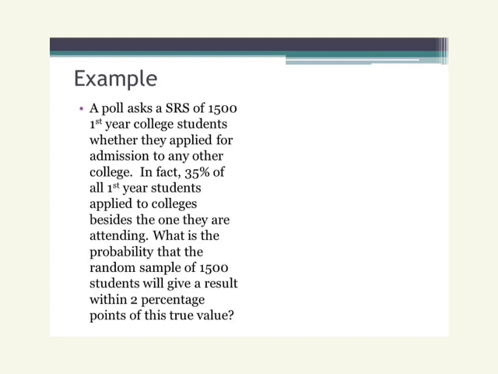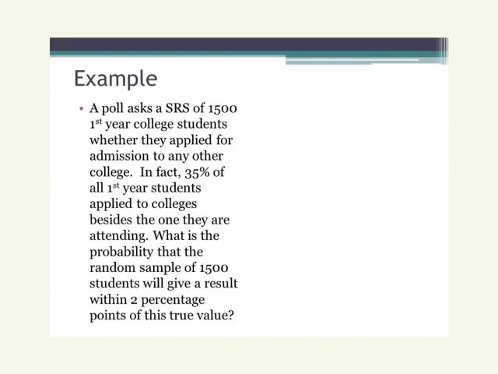So this example problem says, a poll asks a simple random sample of 1,500 first-year college students whether they applied for admission to any other college. In fact, 35% of all first-year students applied to colleges besides the one they are attending. What is the probability that the random sample of 1,500 students will give a result within 2 percentage points of this true value? So there's our problem, all right?